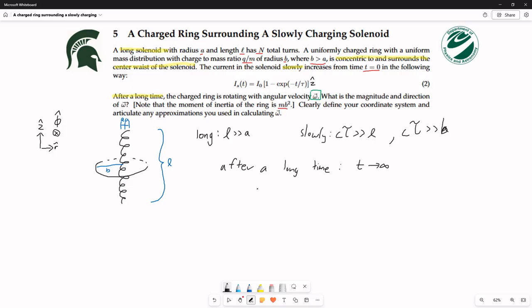And then we also have after a long time, which I take as t goes to infinity. You can also say that t will eventually be much larger than tau. All of this setup is just to get us to the fact that we can use an infinite solenoid approximation. And that gives us the magnetic field inside the solenoid is mu naught times the number of turns over the length of the solenoid times the current inside of the solenoid.